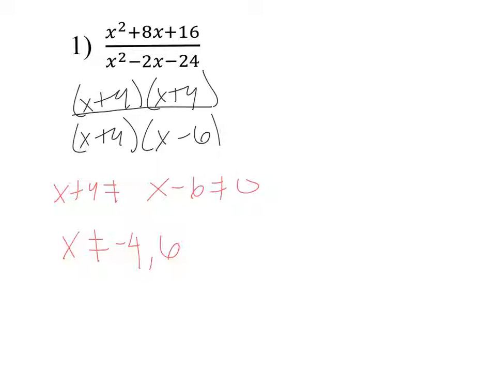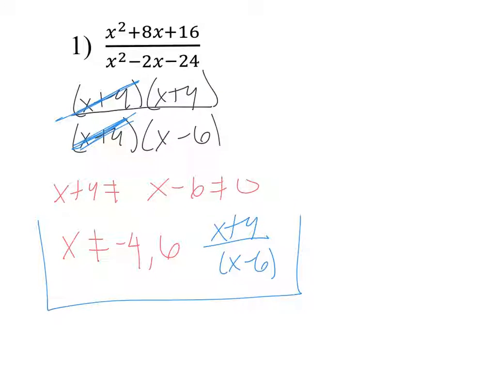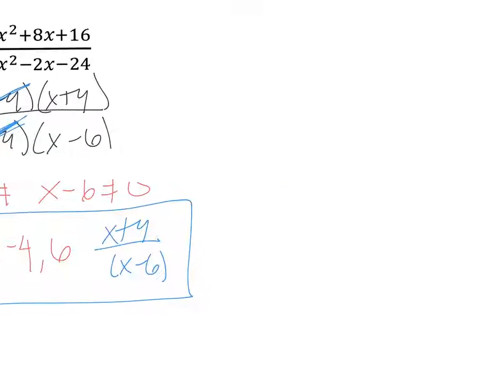Factor. State restrictions. Simplify. There's x plus 4 on both top and bottom. There's only one on top, one on bottom that you can cancel out. My final answer will be x plus 4 over x minus 6. You either do or don't have to have the parentheses if you don't want them.